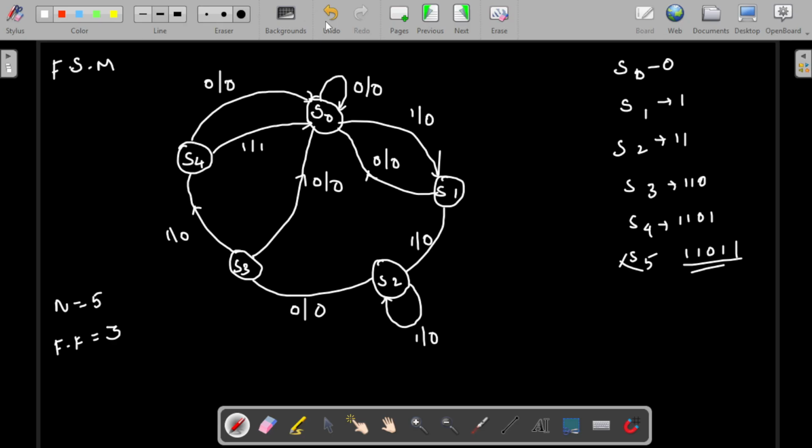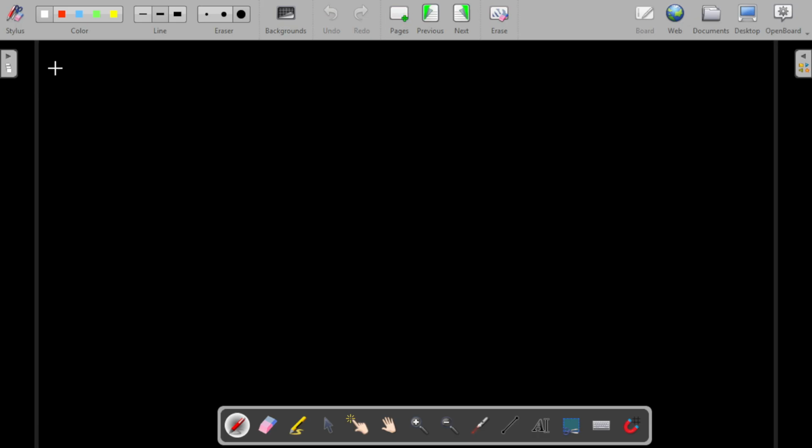Now we have to discuss the overlapping sequence. The overlapping sequence is also very similar, but there is some logic we have to take into observation. Please listen carefully. So, the overlapping sequence detector.